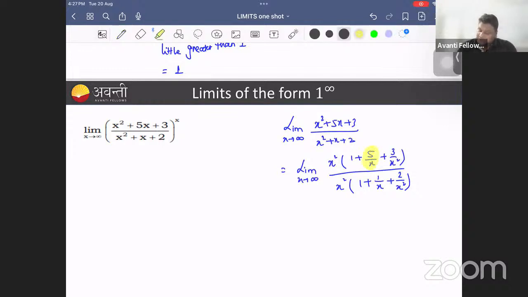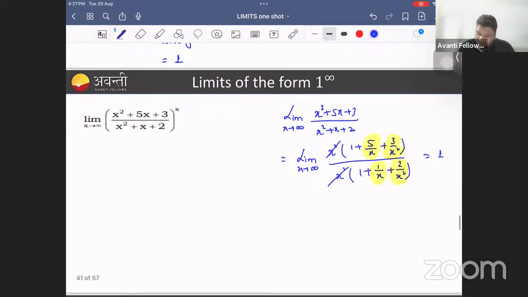Now, if you see, 5 by x will be what? 0 as x approaches infinity. 3 by x square is 0. 2 by x square is 0. 1 by x is 0. This x square will cancel. Your answer will be 1 by 1, which is 1. So this is approaching 1. Got it? So that means this base is approaching 1, and this power is approaching infinity.